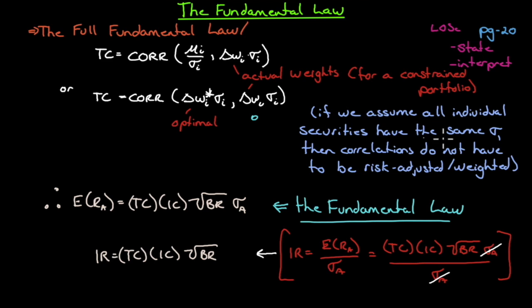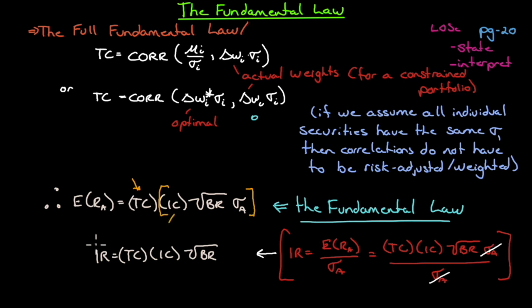Now, I said this before, but I've written it down here just to be clear. If we assume all individual securities have the same standard deviation, then correlations do not have to be risk-adjusted or risk-weighted. All right. So the basic fundamental law earlier was this, 3 terms. Well, guess what? To get to the full fundamental law, we're just going to multiply it also by the transfer coefficient. So what are we saying here? This is the expected active return. The higher the transfer coefficient, the higher the expected active return. The more we can take on the optimal weights that we want, the higher the expected active return. That's what the transfer coefficient is telling us.